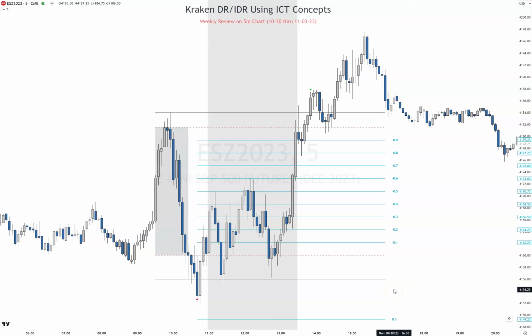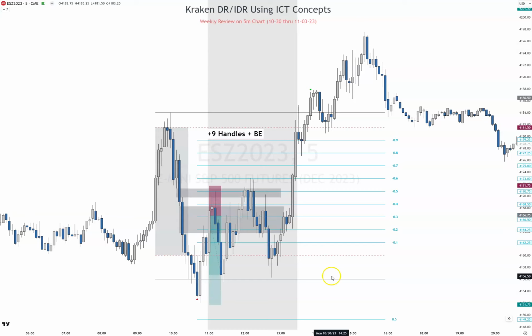Today I want to go over the DR, IDR using ICT concepts, the weekly review on the 5-minute chart for October 30th through November 3rd. Alright, so let's put the markings on the chart here. And this is Monday.